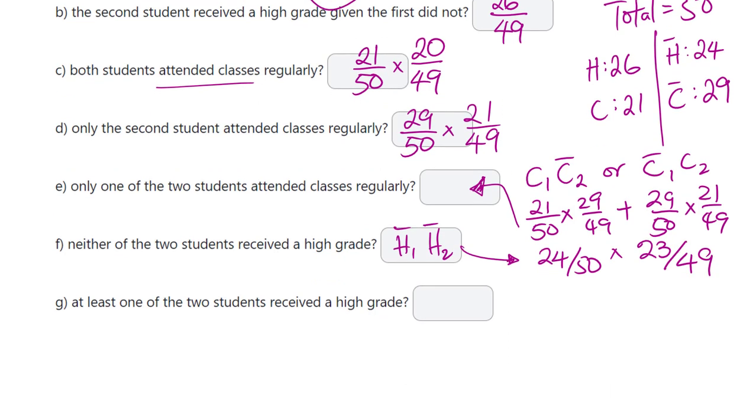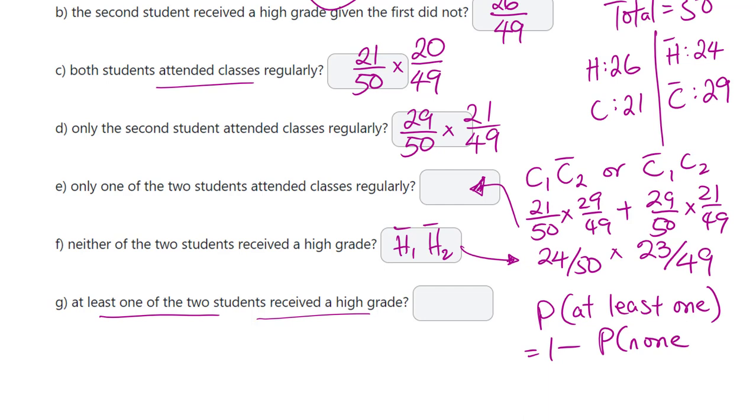And then finally, at least one of the two students received a high grade. We recall that the probability of at least one is 1 minus the probability of none. In part F, we just calculated the probability that none of them received a high grade. So here we're just going to do 1 minus that probability that we obtained here. And that's it.